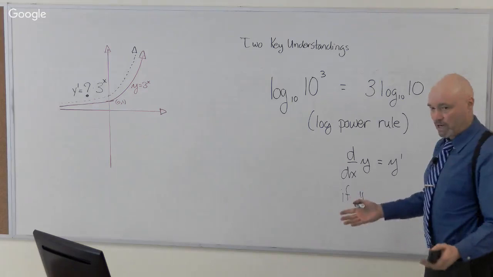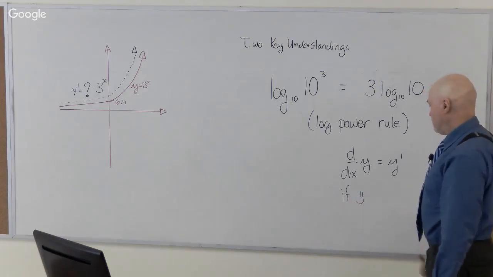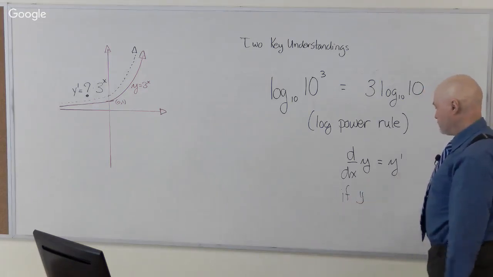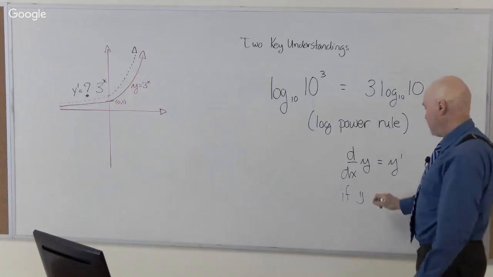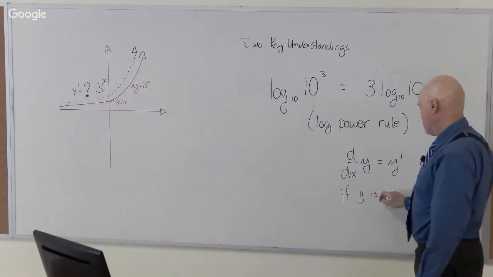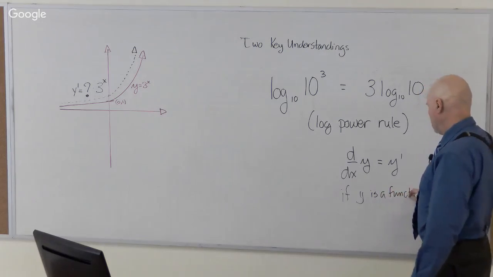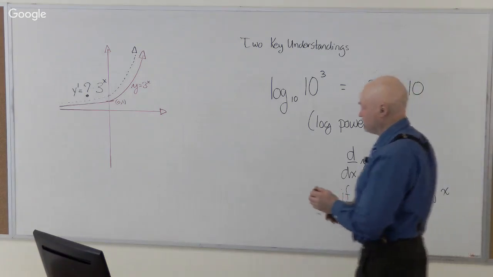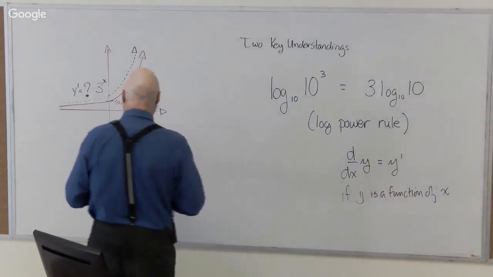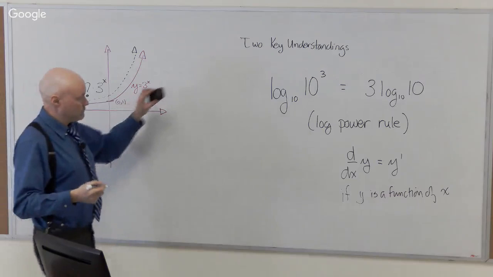And then the second thing that we've already done a couple times, which is if you take the derivative of y with respect to x, if y is a function of x, then the derivative is y primed. If y is a function of x. There we go. All right, good. So yeah, we're ready to go.